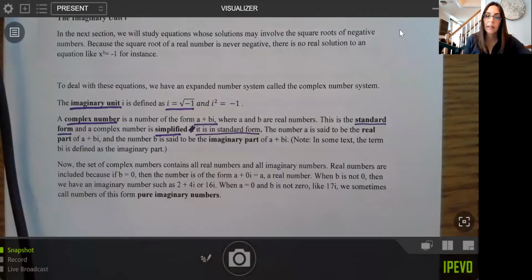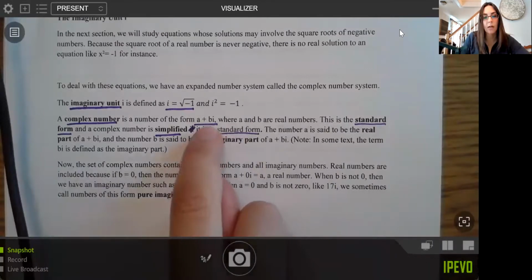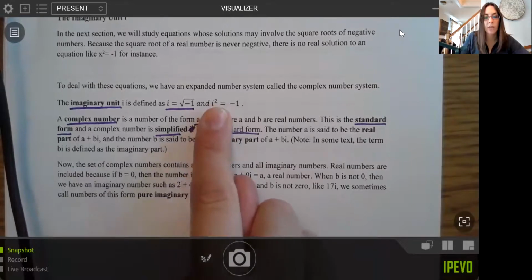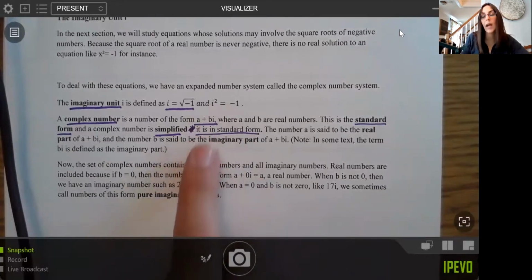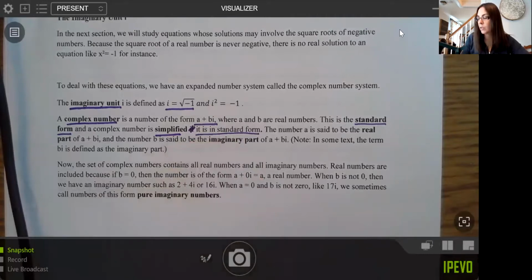The other thing I want to note is that the set of complex numbers does contain all real and all imaginary numbers. So it's a larger set beyond the reals. Real numbers are included because if b is 0, then that part just goes away and you're left with just that a. And if b is not 0, so if you actually have a number with the imaginary unit, then you do have an imaginary number. They can be written like 2 plus 4i or 16i as examples. When a number is written the second way without a real part, sometimes we refer to this as a pure imaginary number because it has no real part.